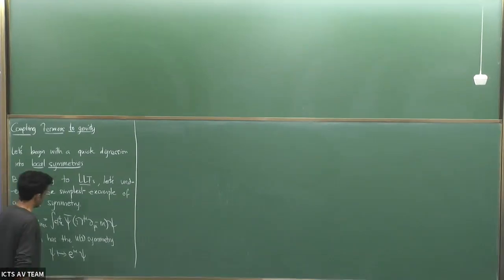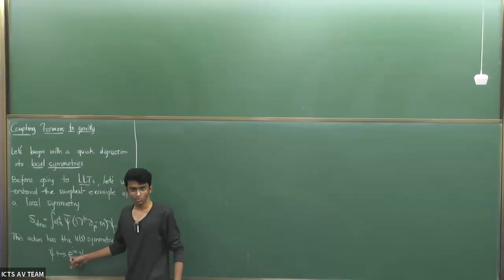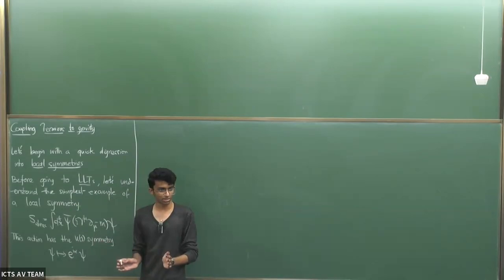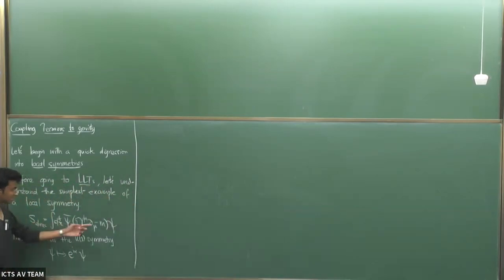Yeah, thanks. Great. Okay, so this action has this U1 symmetry. U1 because this is a unitary matrix, 1 because this is just one number. U2 will be a 2 by 2 unitary matrix, U3 is a 3 by 3 unitary matrix, and so on. So this is a U1 symmetry, and this is obviously invariant under that, right? Because this now is not a function of x, it's just a global U1 symmetry.